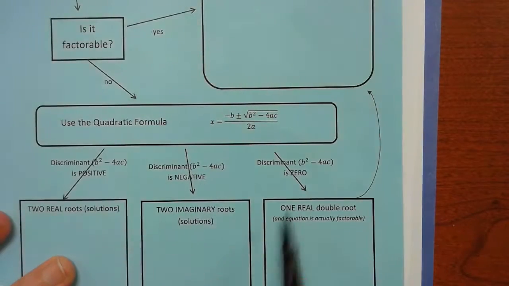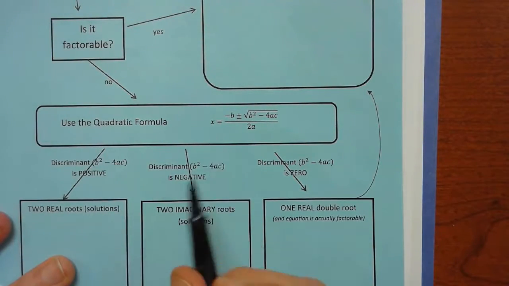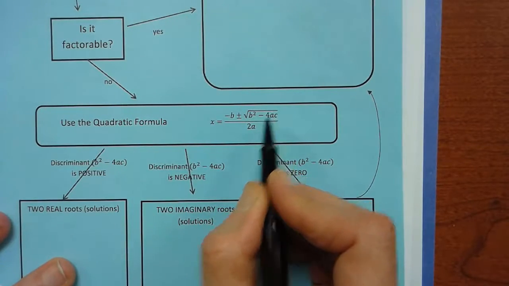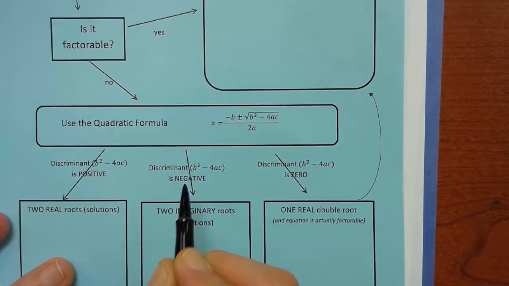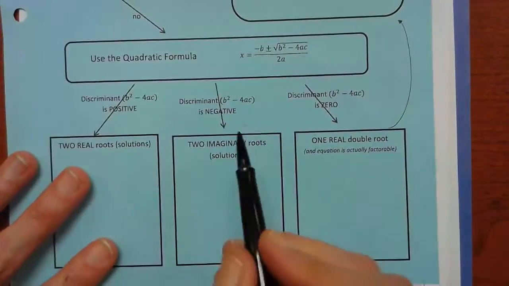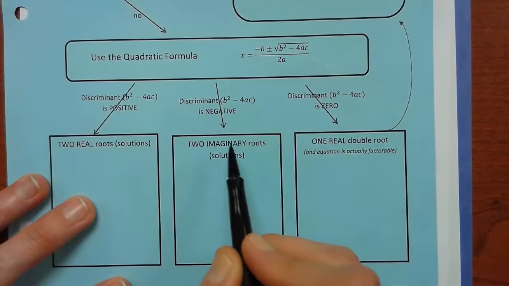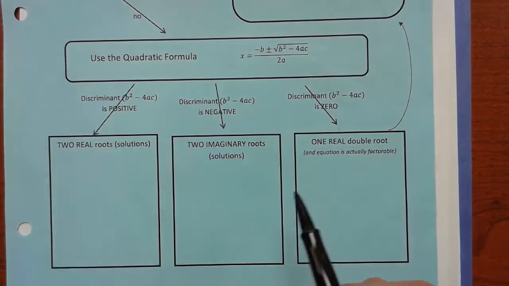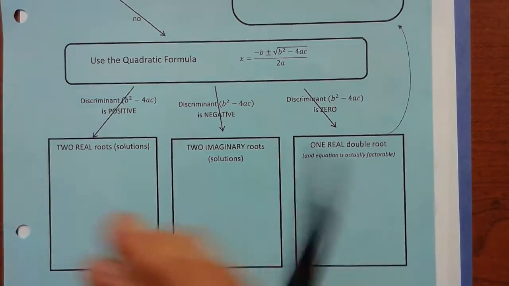Okay, so here's our flow chart. If you're using the quadratic formula, this part right here, the b squared minus 4ac, that's the discriminant. That's what we mean when we say the discriminant. If it's a negative number, which in this question it's -20, that means you're going to get 2 imaginary roots.